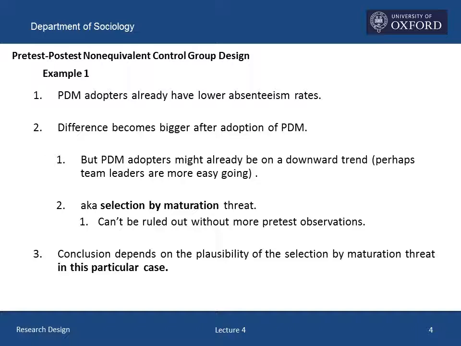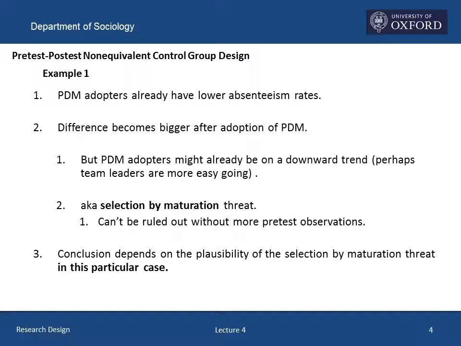Firstly, we should note that at baseline, PDM adopters already had slightly lower absenteeism rates. The difference doesn't appear to be so great, but it is indicative of a relevant difference between the groups. Secondly, we can't rule out the possibility that PDM adopters might already have been on a downward trend. Perhaps those team leaders were inherently more easygoing and democratic. This would amount to what in the jargon is called selection by maturation.